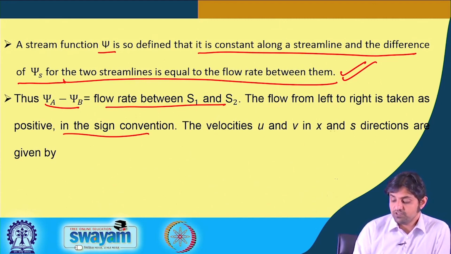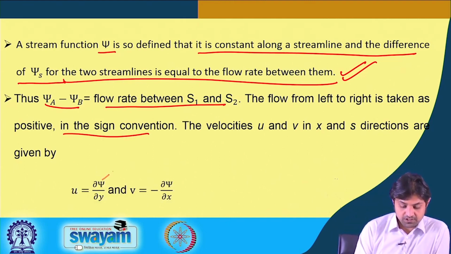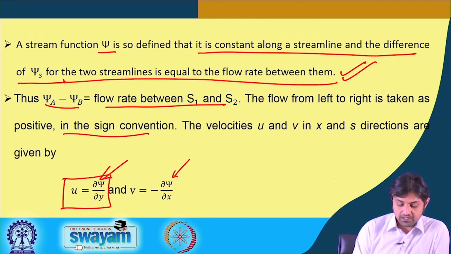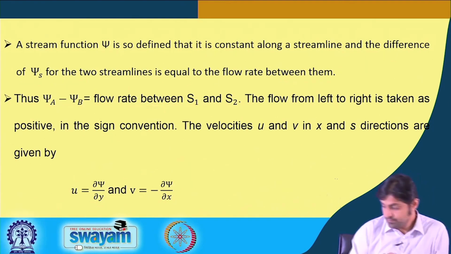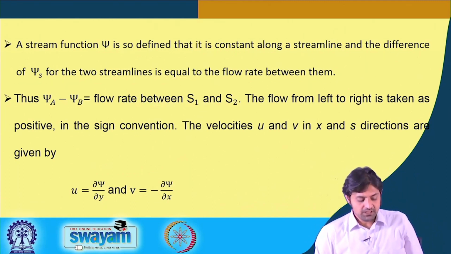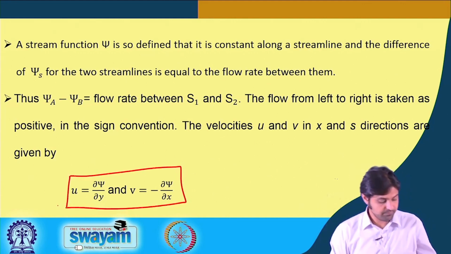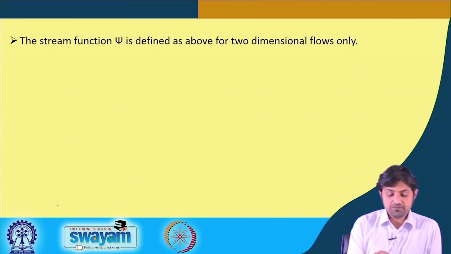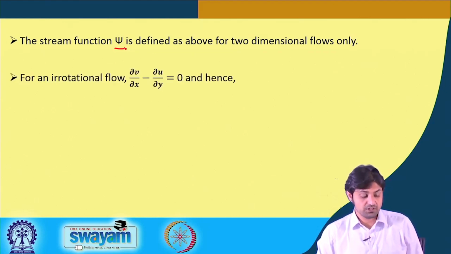The velocities u and v in the x and y directions are given by, this is important: if there is a stream function psi, then u is given by del psi by del y, and v is given as minus del psi by del x. This is the most important formula that you must be remembering. The stream function is defined as above for two-dimensional flows only. It cannot be defined for three-dimensional flows.